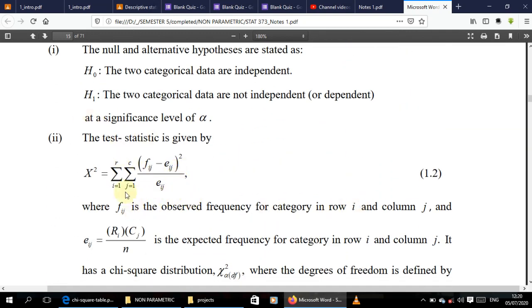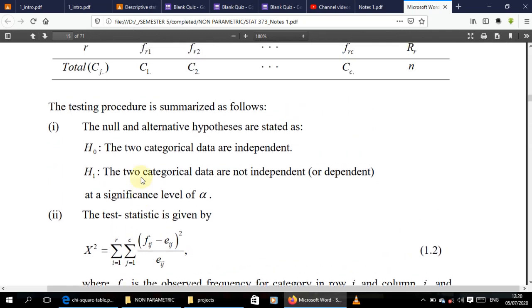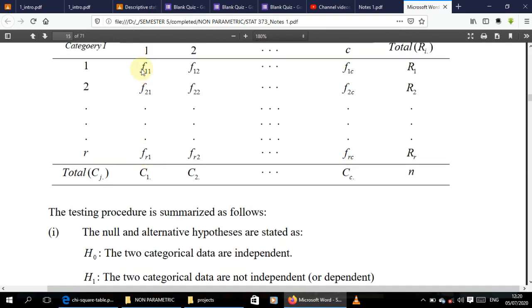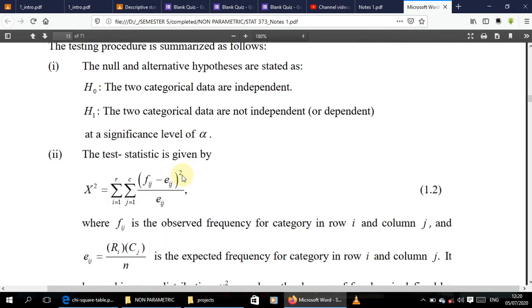And then the test statistic is almost the same as the first one, but just that here we have a row and a column. So for this we find the expected frequency for each cell. All the frequencies will have their expected frequencies, so we take the difference, square it, divide by the expected frequency for each, and we sum. That is what has been given in this formula.